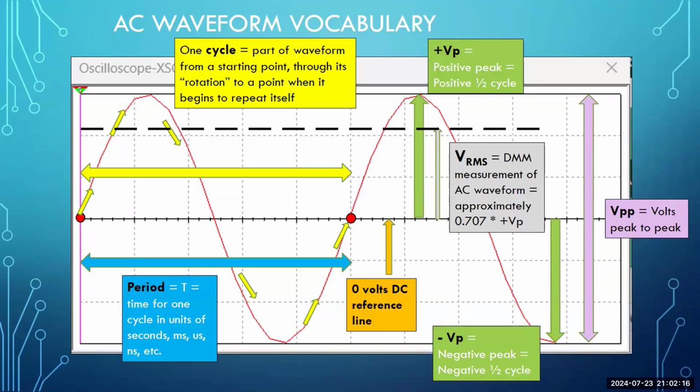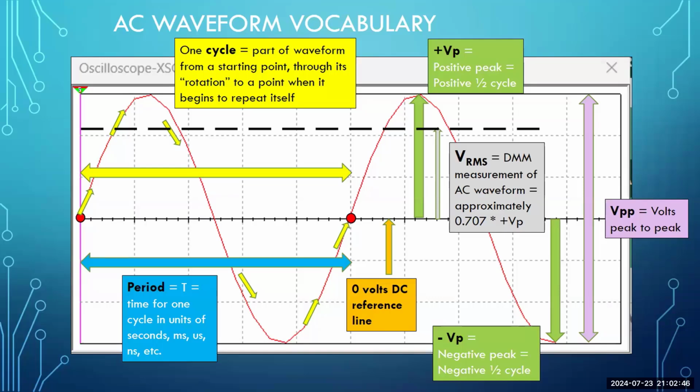And on all oscopes, it's a horizontal line centered vertically on your oscope screen. And the red dot on the far left would be indicative of a sine wave, a waveform beginning. It's what we call its rotation. So it's going to go up from the 0 volts DC reference line, follow the yellow arrows and the red trace of the sine wave up to a positive peak.